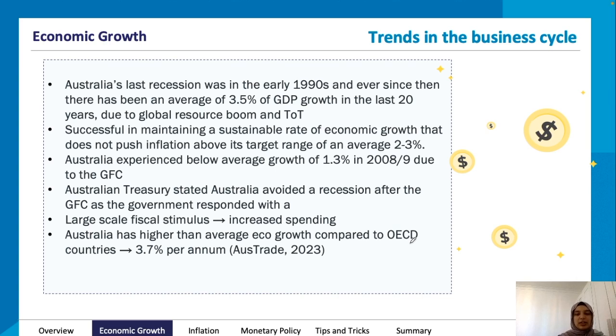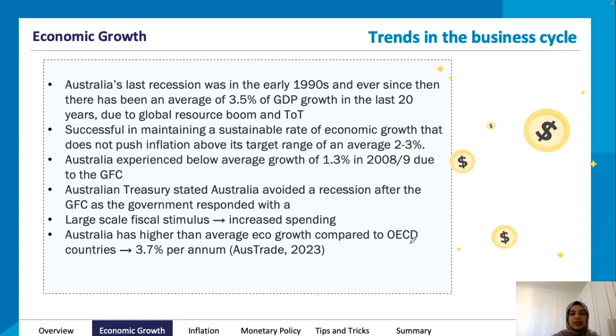Australia experienced below average growth of 1.3% in 08 and 09 due to the GFC. The Australian Treasury stated that Australia avoided a recession after the GFC as the government responded with a large fiscal stimulus, which increased spending. That's again something that we've talked about earlier. This idea followed suit again during COVID, the pandemic, when they were trying to recover from the pandemic and encouraging people to go out and spend.